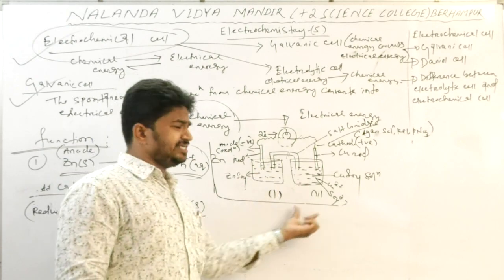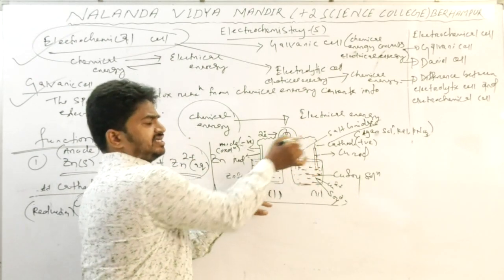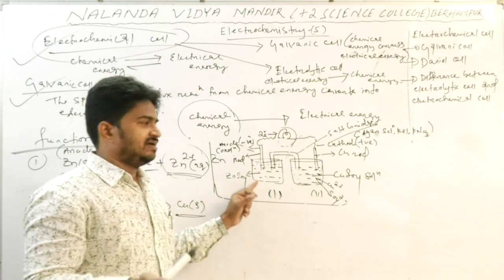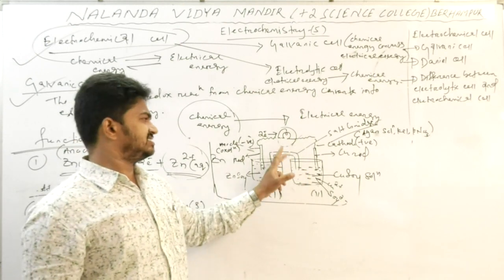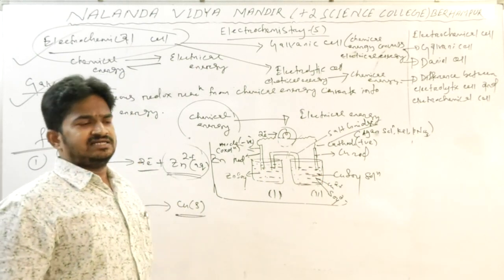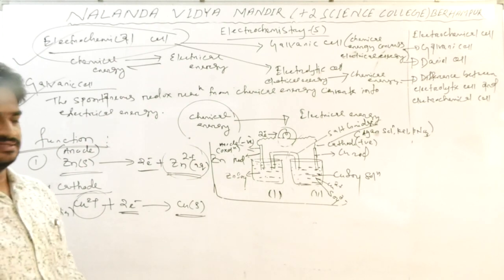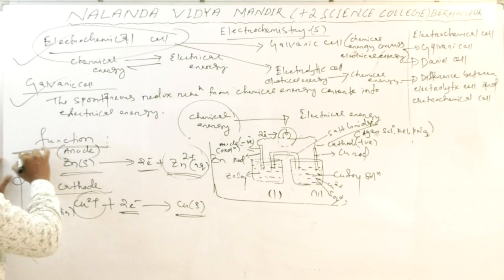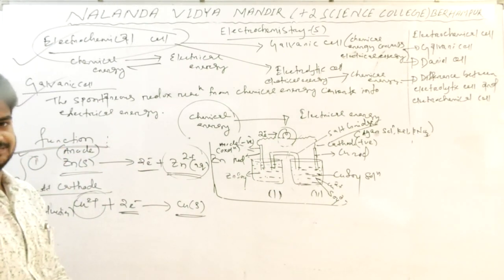So from that spontaneous chemical reaction, that is oxidation at the anode and reduction at the cathode, from the spontaneous redox reaction, electrical energy is generated. This is the concept of the galvanic cell. This is the function part. Whatever I discussed here comes under the function or working.